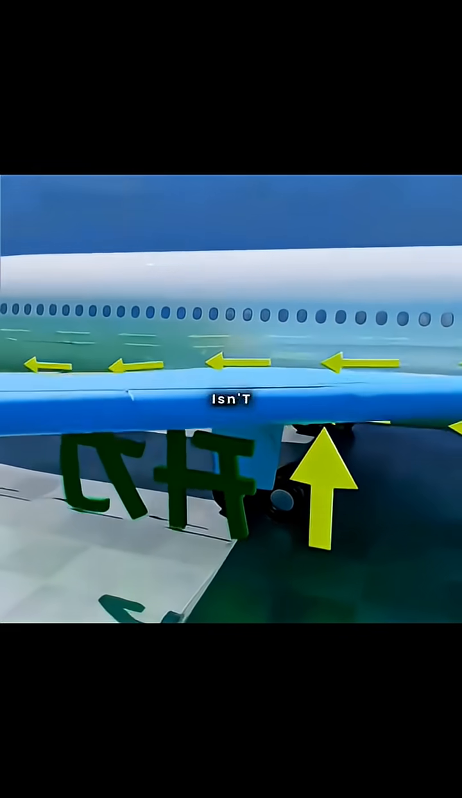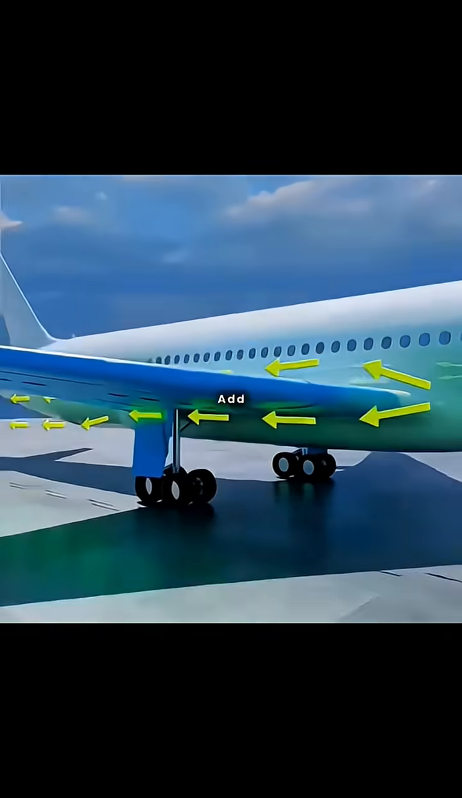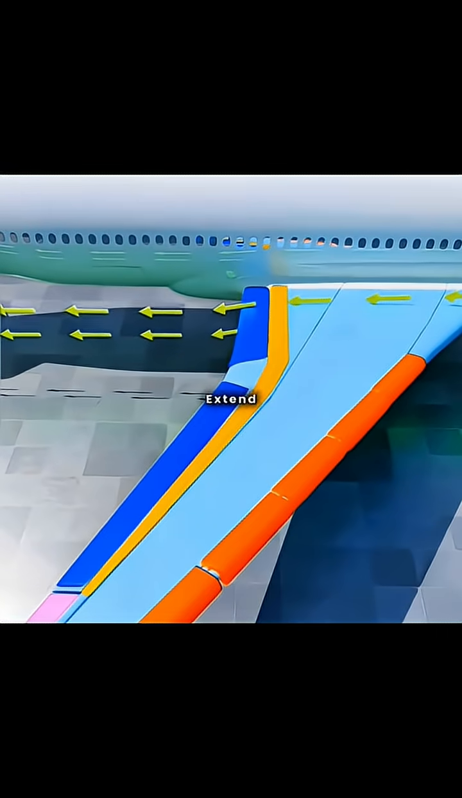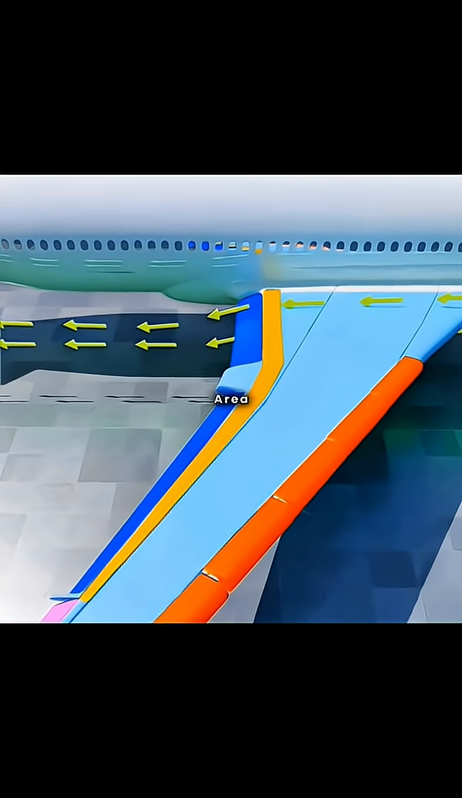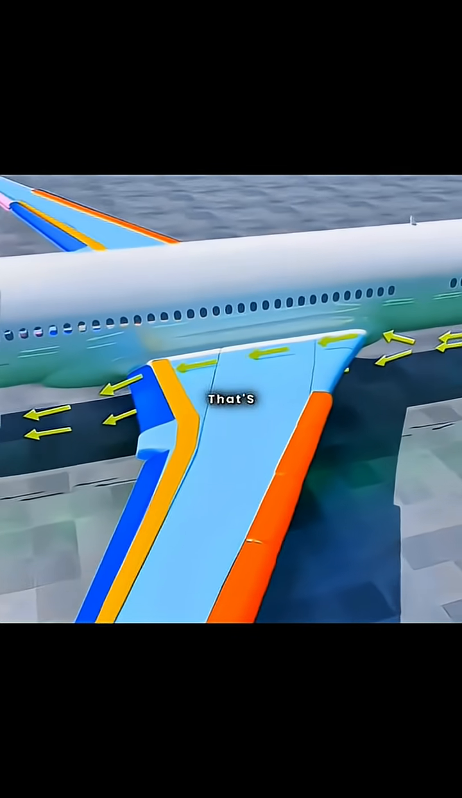But this lift alone isn't enough to get a plane off the ground, so you add flaps and slats to the wings. These can extend and retract, increasing the surface area and helping generate more lift. Still, that's just part of the equation.